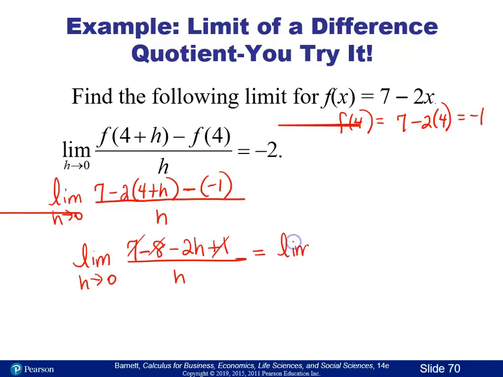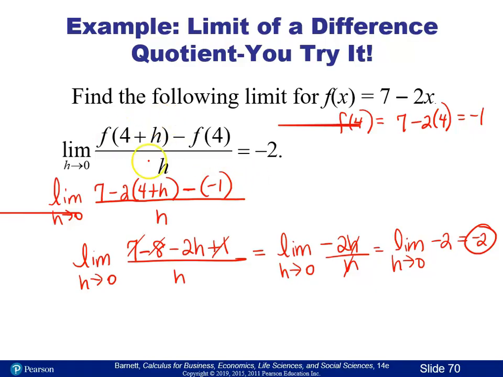So I've got the limit as h goes to 0 of negative 2h over h. The limit as h goes to 0 of negative 2 is going to be equal to negative 2. We're not going to do any that are super difficult with this difference quotient, but you should be able to understand your function notation. And the very last step, you're just going to keep dragging this limit notation along, and then you're going to apply the limit to it.